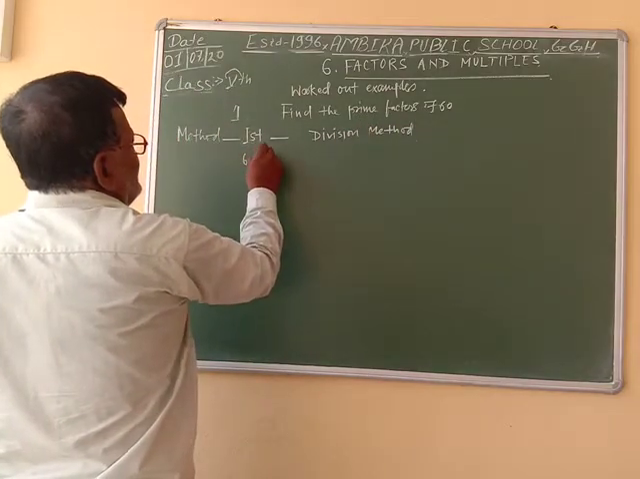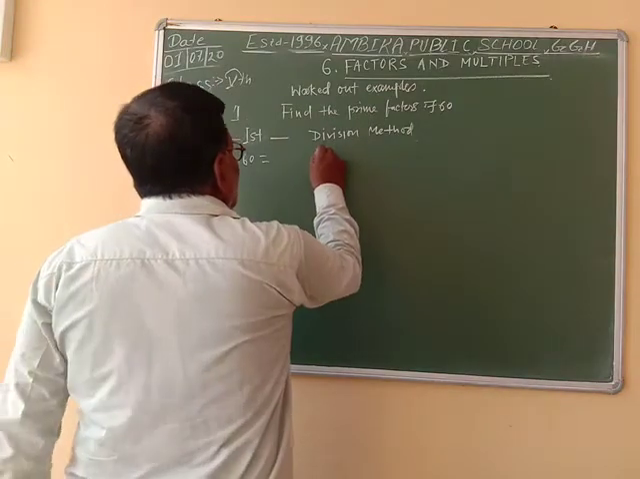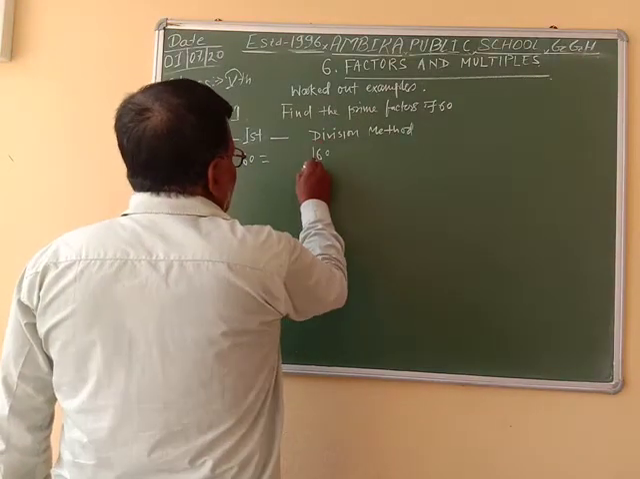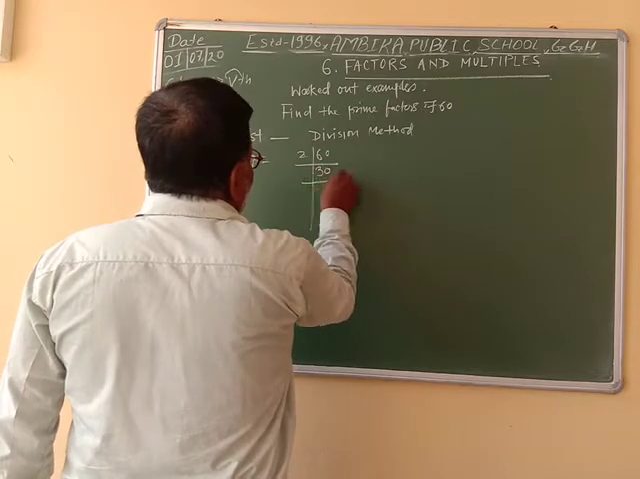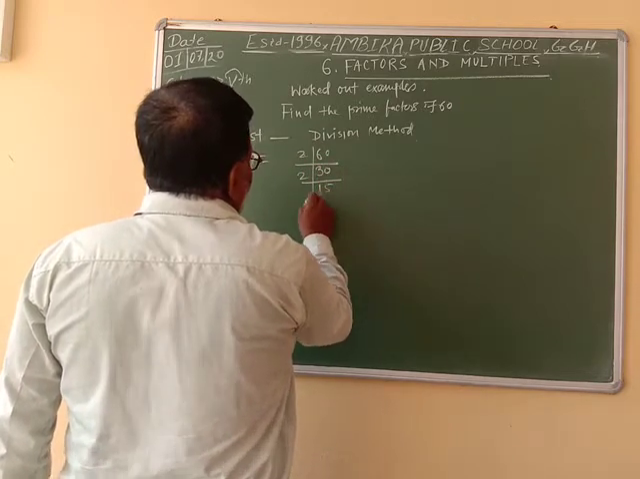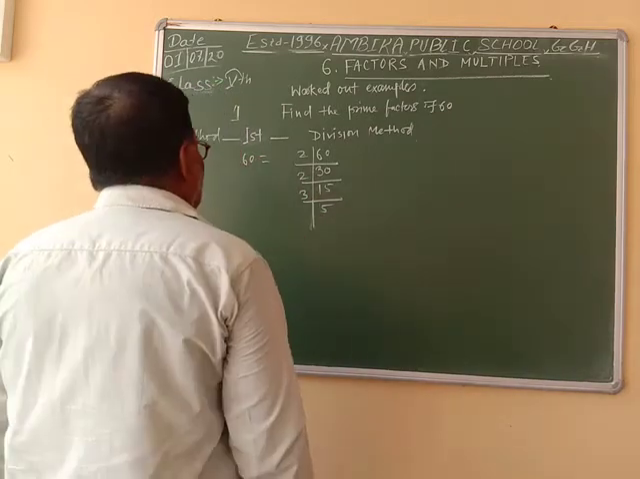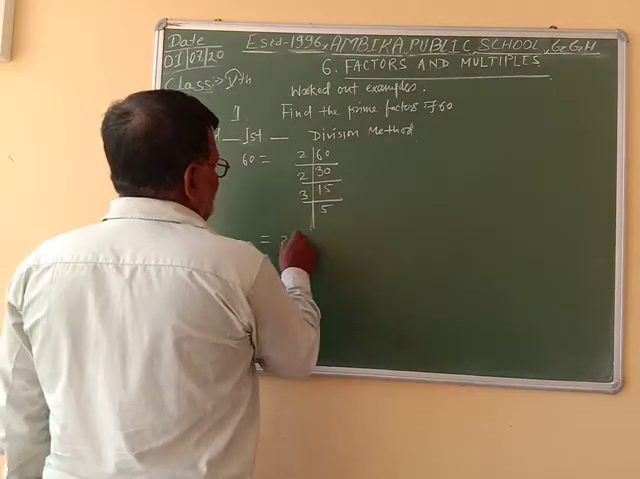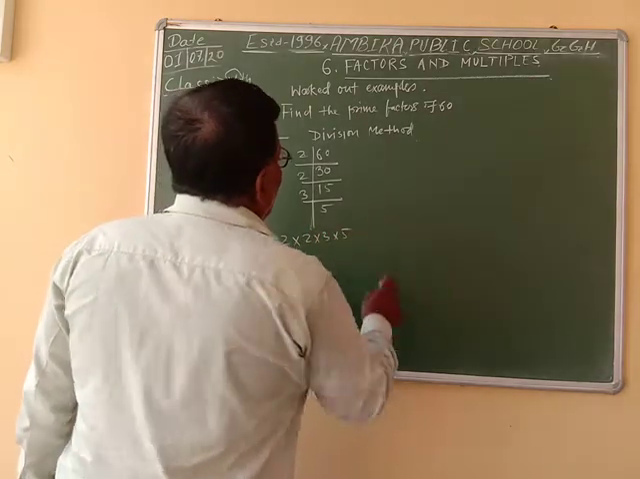60 is equal to, we write it divided by 2: 30, 15, 3, 5. So 60 is equal to 2 into 2 into 3 into 5.